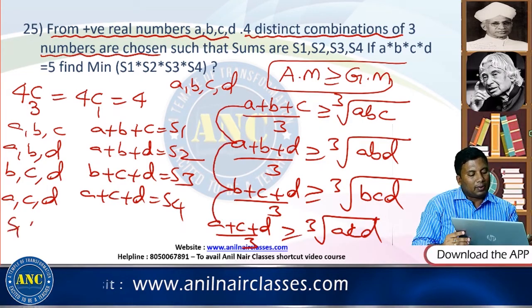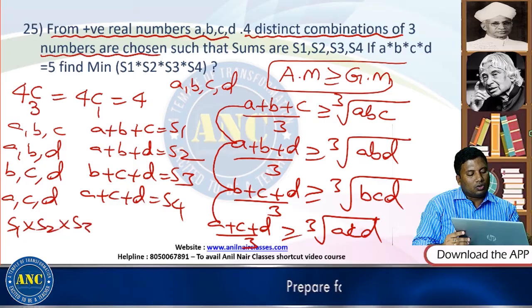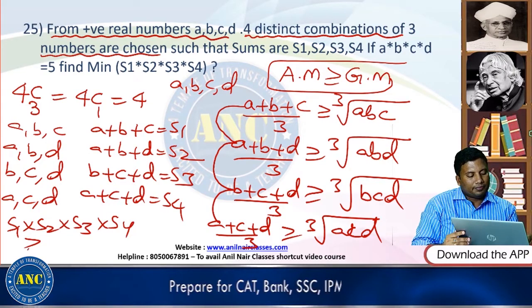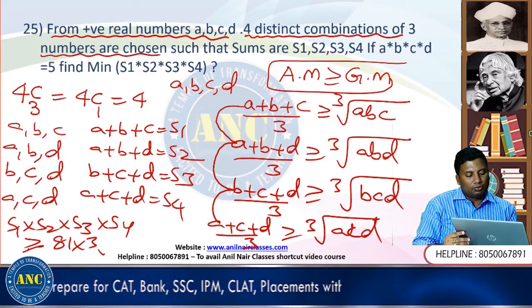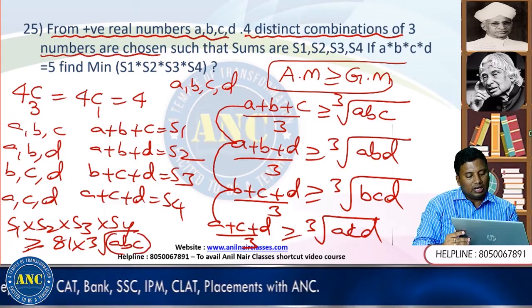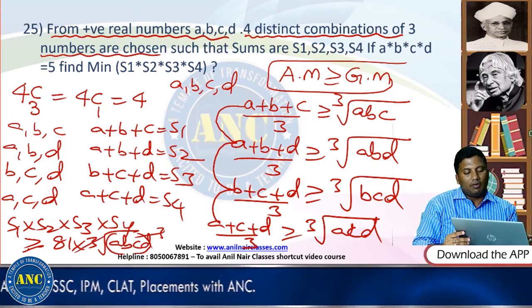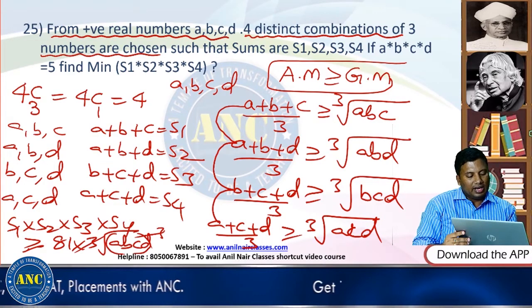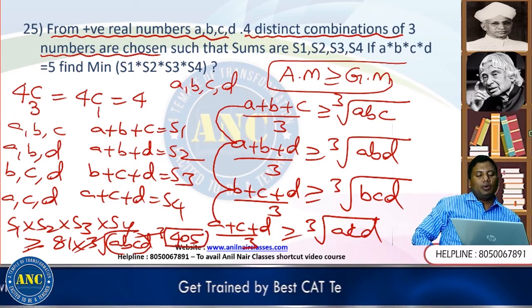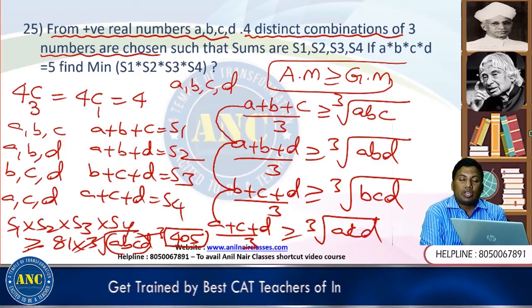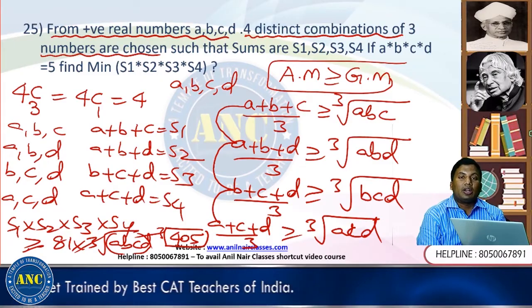If I multiply S1 into S2 into S3 into S4, it is greater than or equivalent to 3, 3, 3, 3, that is 81, into the cube root of ABCD, whole cube. What is ABCD? 5. So 81 times 5, the answer is 405. A very, very beautiful question where I am using AM greater than or equivalent to GM.